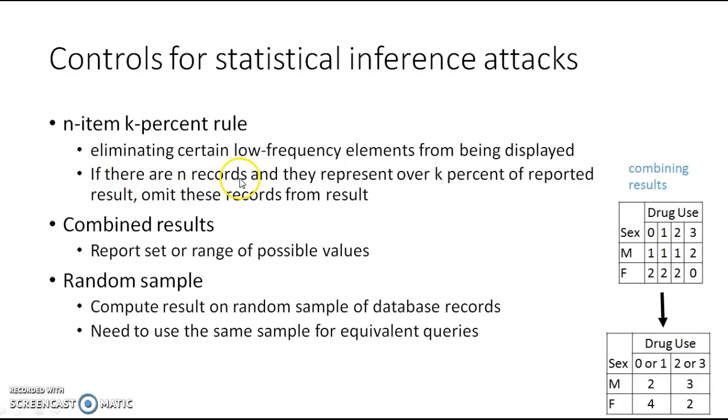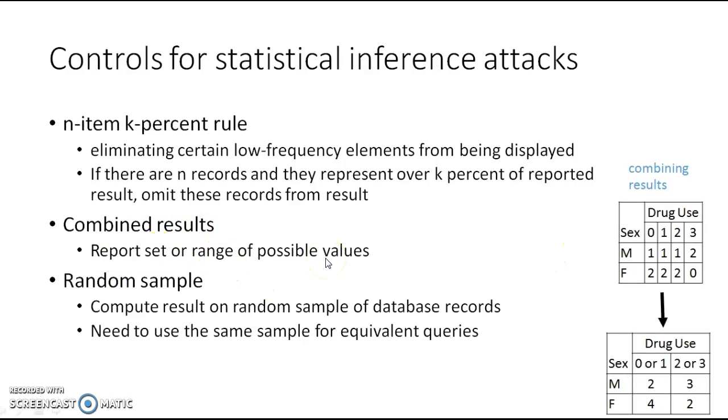If there are n records, for example in a database or in a table, and they represent over k percent of the reported result, omit these records from the results. Why? Because if there are n records and they represent over k percent of the reported result, it means the extra result or the low frequency result, you can omit it. Sometimes you can omit the k percent of the reported result. We will show you in the example what we mean by this k percent. We will tell you more detail about combined results.